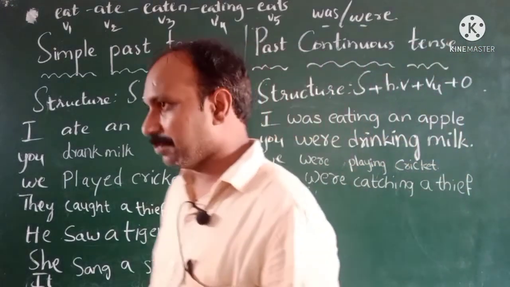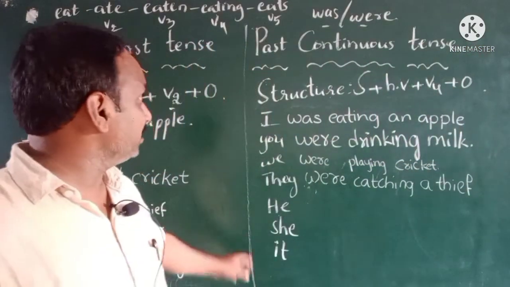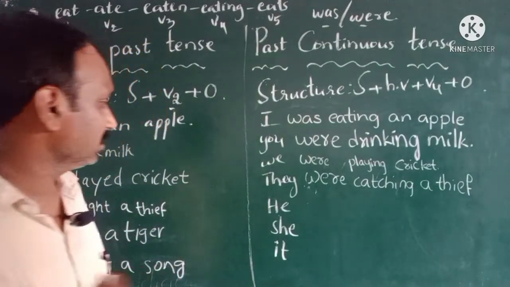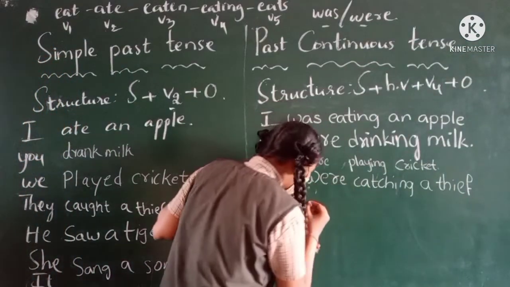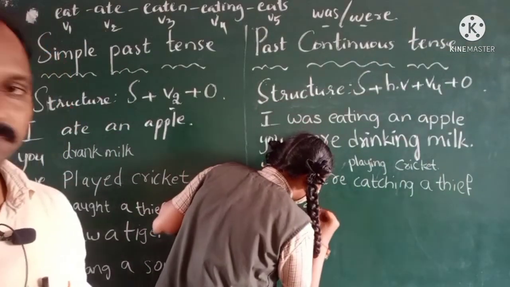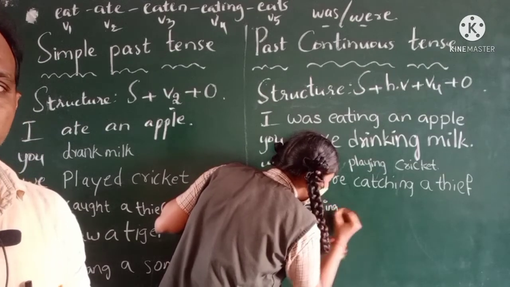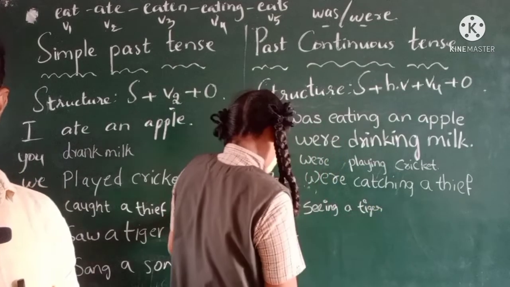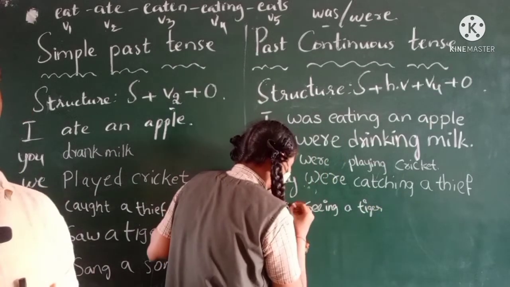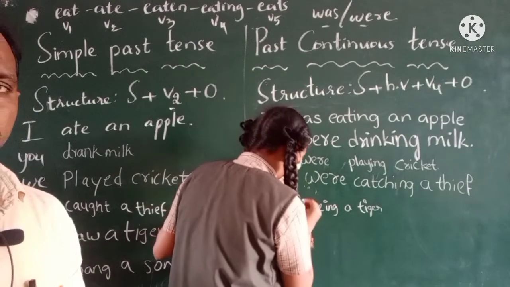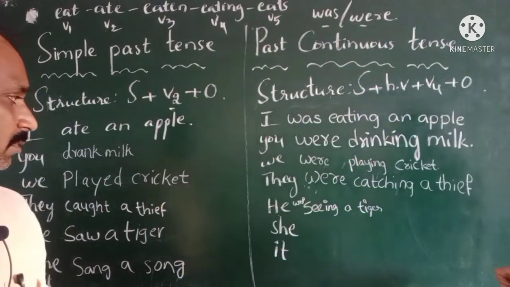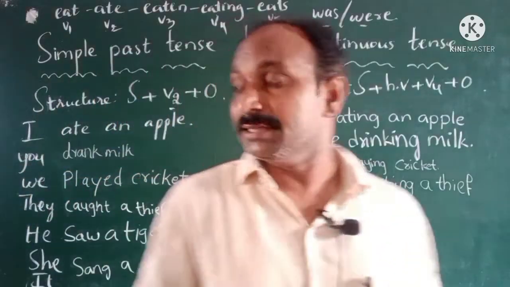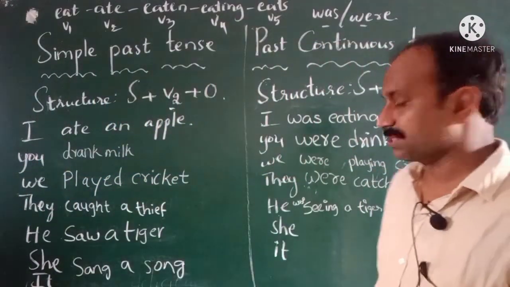It is in simple past tense. And who is going to write here for the past continuous tense example? Srija will write. Yeah, he was seeing a tiger. So that is the example for past continuous tense.